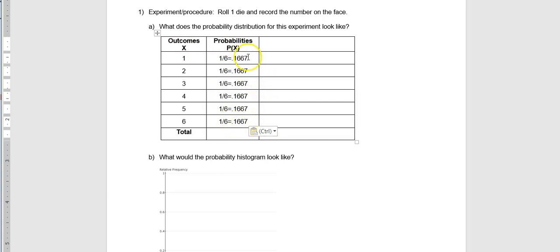Now, two things about the probabilities for this to be a valid probability distribution is that all the probabilities have to be between 0 and 1, or if we were doing this in percentages, they'd have to be between 0 and 100%. Also, the probabilities have to add up to 1, or 100%. So if we added all these up as fractions, then this would come out to be exactly 1 for the total.